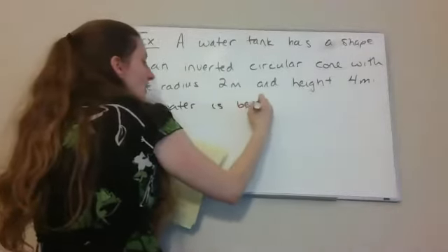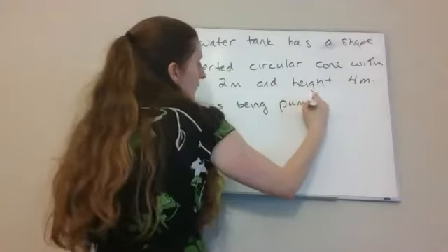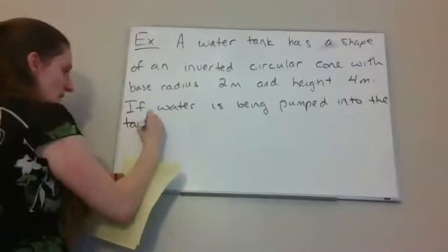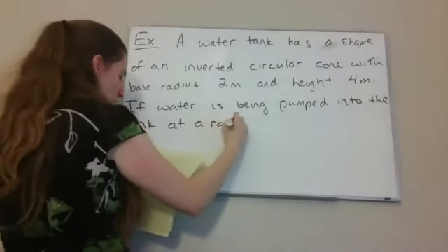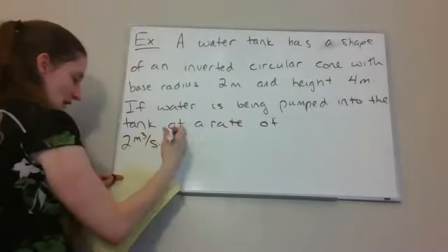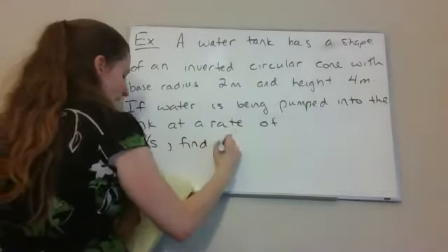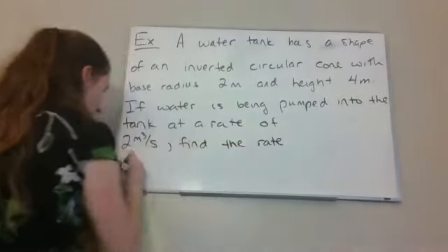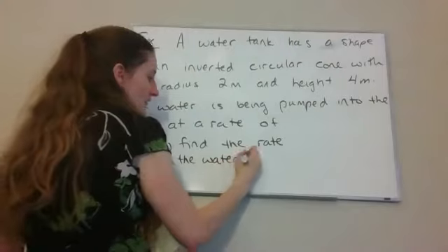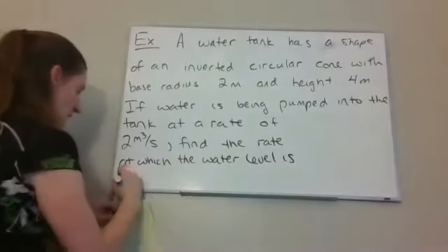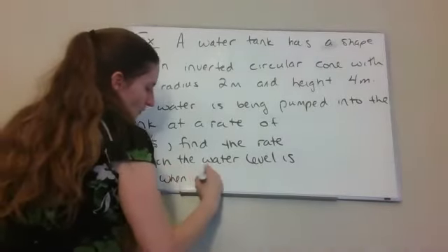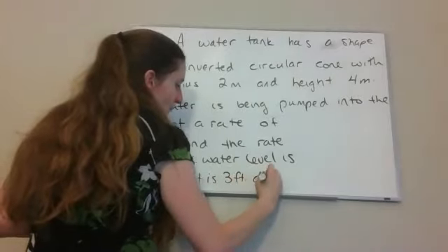If water is being pumped into the tank at a rate of 2 cubic meters per second, find the rate at which the water level is rising when it is 3 feet deep.